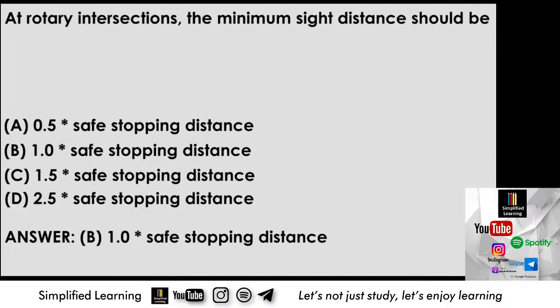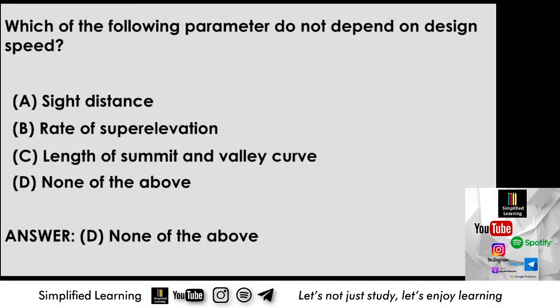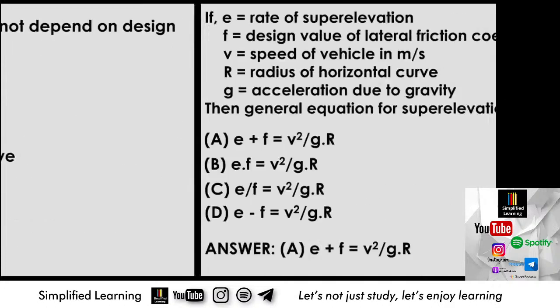Then at a rotary intersection, the minimum sight distance should be 1 times the safe stopping distance. Okay, MSD, that is minimum sight distance, is equal to SSD. Which of the following parameters do not depend on design speed? Sight distance, rate of super elevation, and length of summit and valley curve do not depend on design speed.